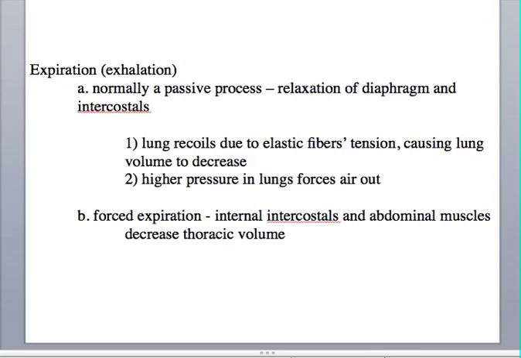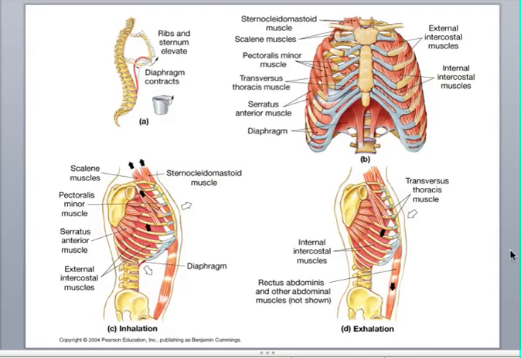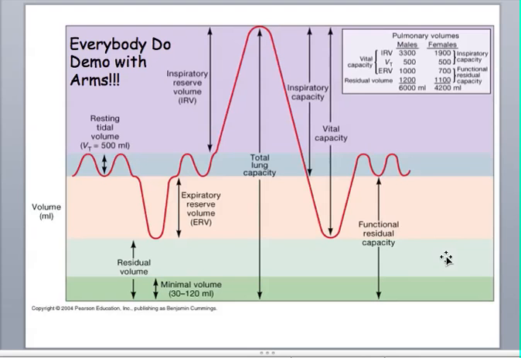And this is the kind of person, if they have emphysema and they have lost the recoil of the elastic fibers in their lungs, they actually have to push hard to get the air out. So in the exhalation process, you're using abdominal muscles and your internal intercostal muscles to help force the air out. This would be in forced expiration.